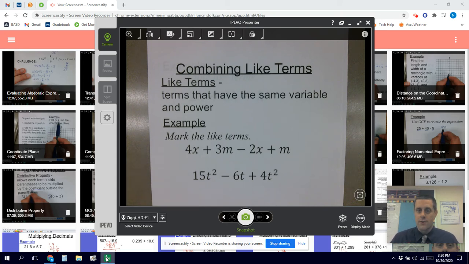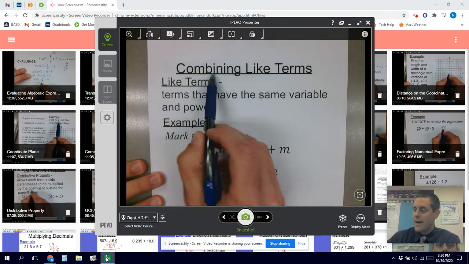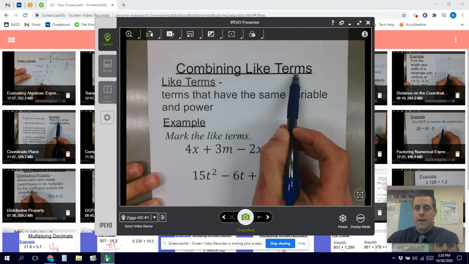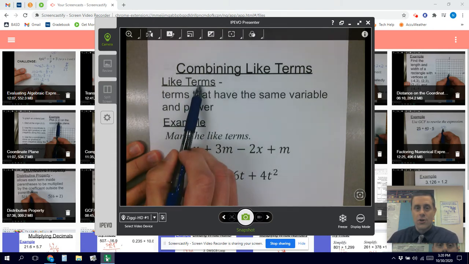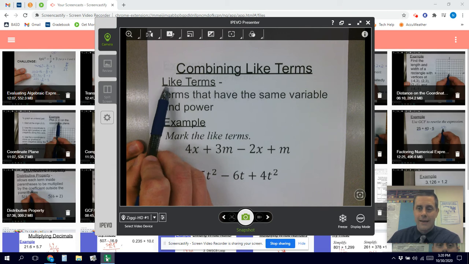As you noticed on the screen, we're going to take the next step in our algebraic journey. Today, we're going to talk about combining like terms. Now, if you remember from a previous lesson last week, terms were the objects in an expression that were separated by a plus or a minus sign. Today, we're going to look specifically at terms that are considered to be like.